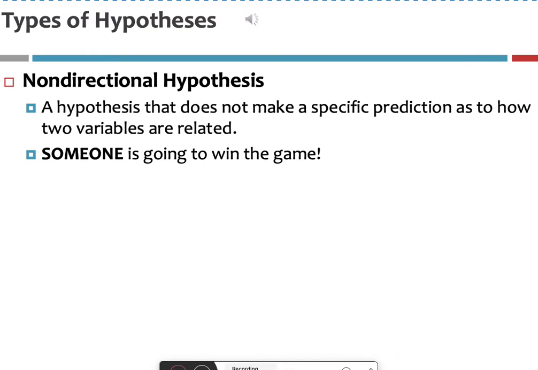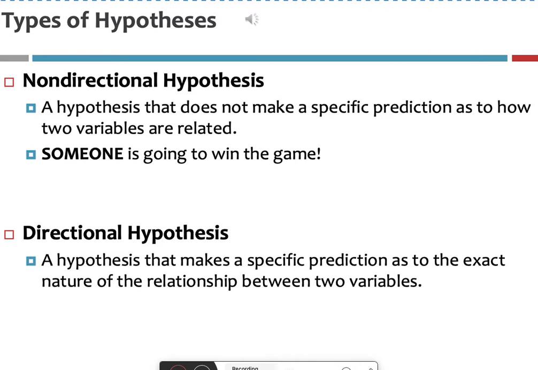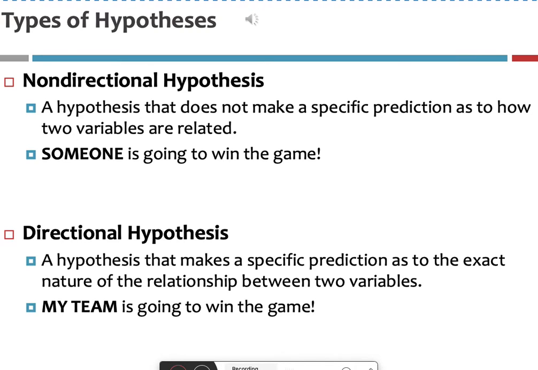Or directional hypotheses, however, are more specific, right? So in this situation, when we use a directional hypothesis, we are making specific predictions about what will happen. So rather than saying someone is going to win this game, we would say my team is going to win this game, which is probably something we always say.